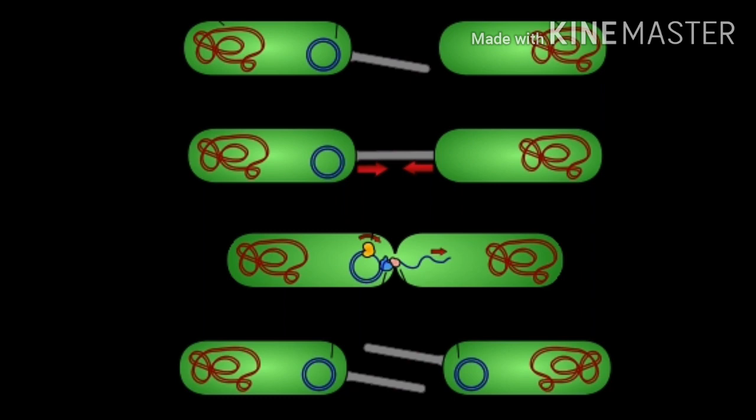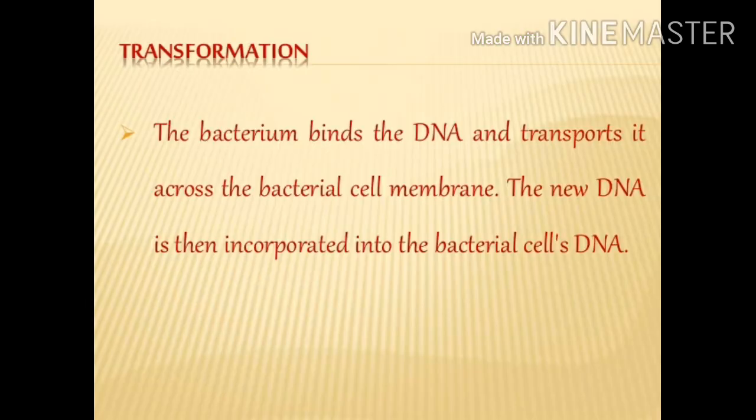Now we will see the second type, and it is transformation. What is transformation? The bacterium binds the DNA and transports it across the bacterial cell membrane, and the new DNA is then incorporated into the bacterial cell's DNA. In this kind of reproduction, the molecules of DNA move from the donor to the recipient cell through the liquid medium. Genetic information is transformed. So that is why it is transformation.